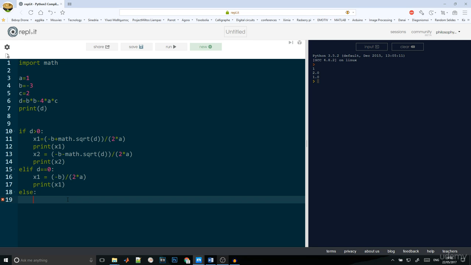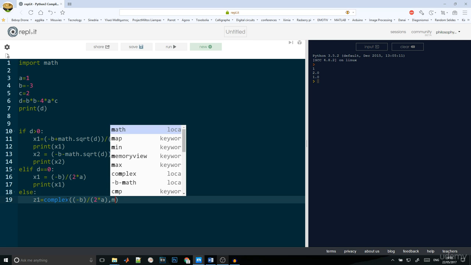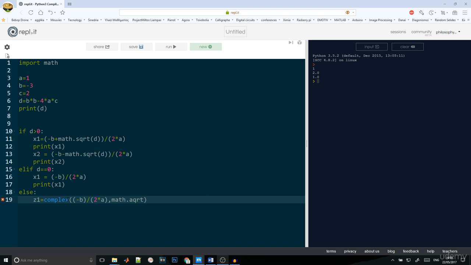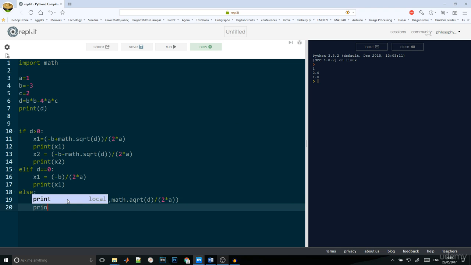Finally, for the d less than 0, we have complex algorithms. So z1 is equal to complex, and we have two numbers, the real one and the imaginary. So the real one is equal to minus b divided by 2 multiplied by a. And the imaginary is sqrt of d divided by 2 multiplied by a. And we will print the z1. Then the same goes for the z2.